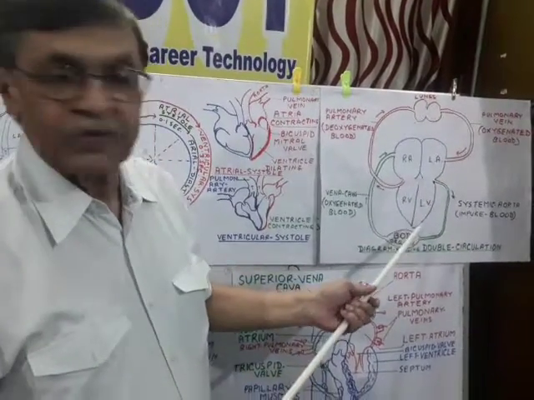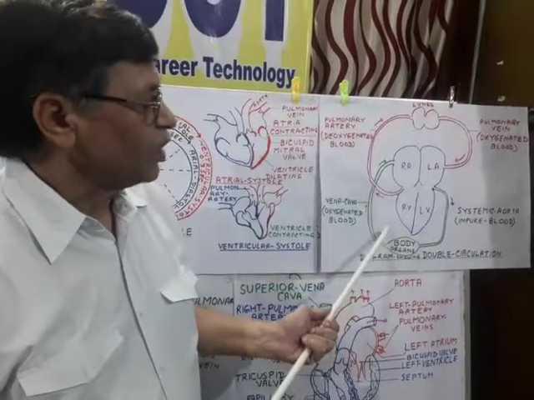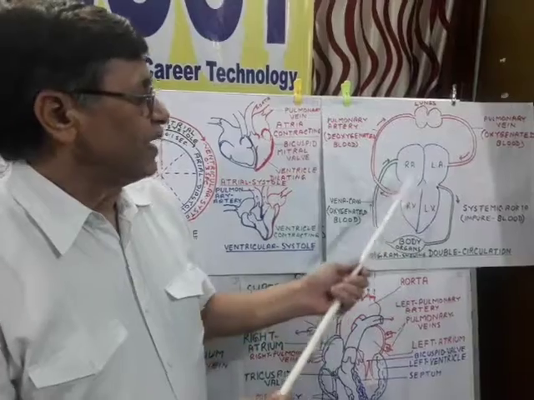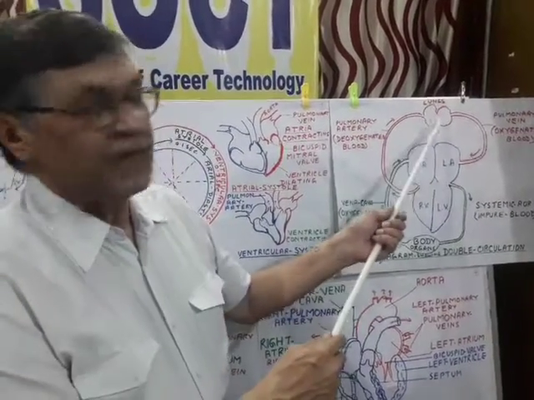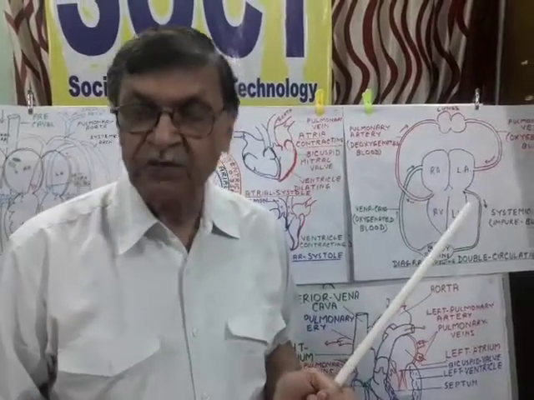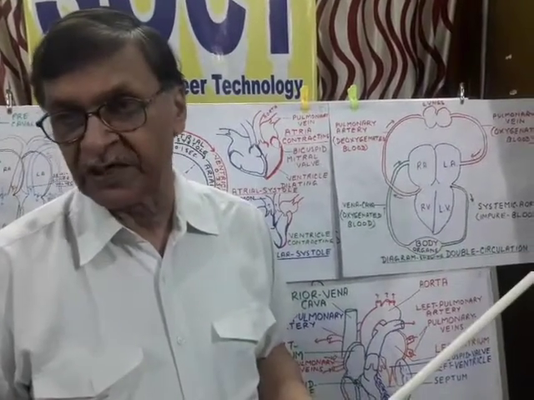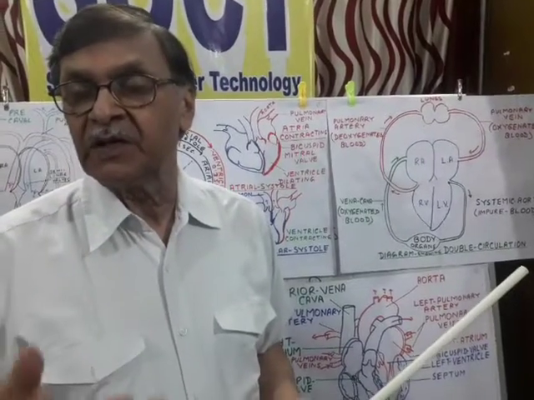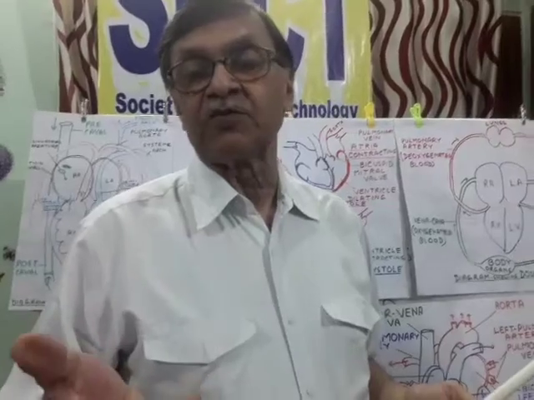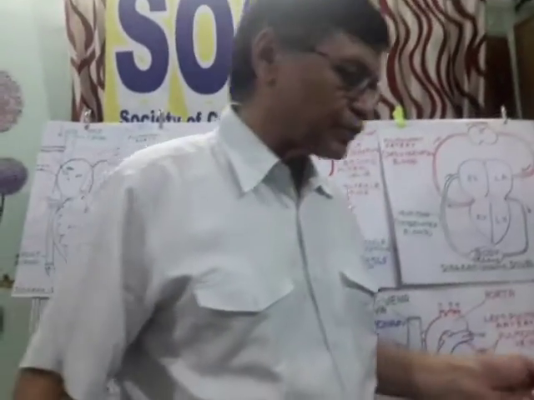So this way you can see that there is complete separation of blood supplied to the different body organs and to the lungs. This separation of pulmonary circulation and systemic circulation is called double circulation. It is more efficient as compared to the single circulation which is found in fishes, amphibians and reptiles.